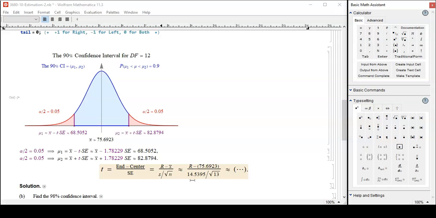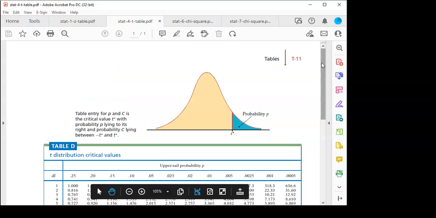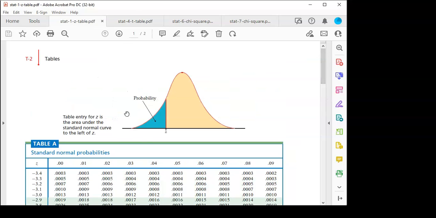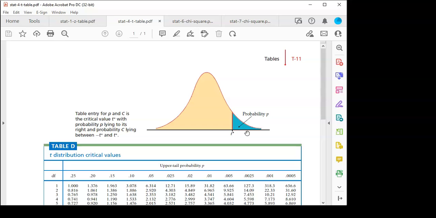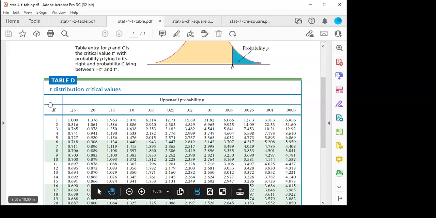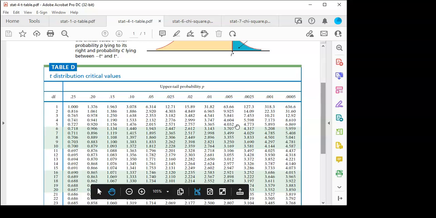All right? Now, big question. How do you look up the t-table and get this t-score? Let's discuss that. Here is the t-table. And the z-table looks like this, shaded to the left. The t-table is shaded to the right. And then you have degrees of freedom on the left-hand side. That's n minus 1. So in this case, the sample size was 13. So the degree of freedom is 12 in this case.